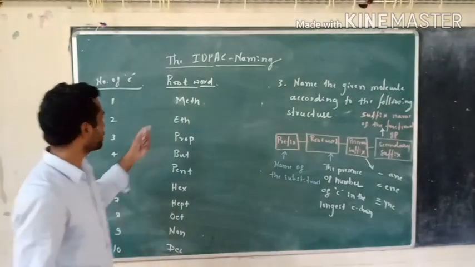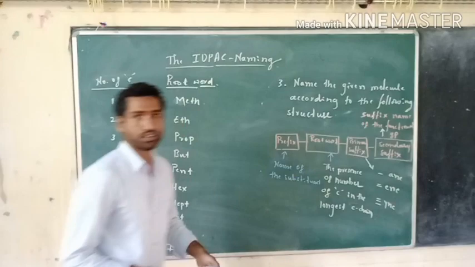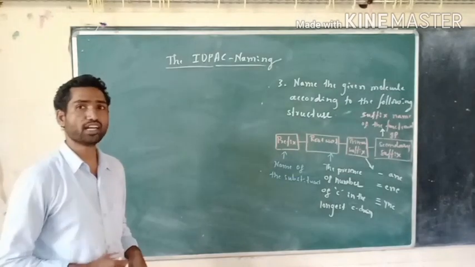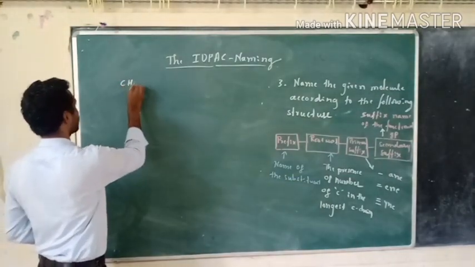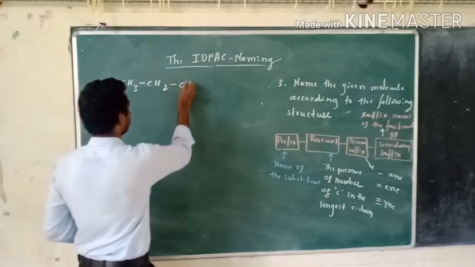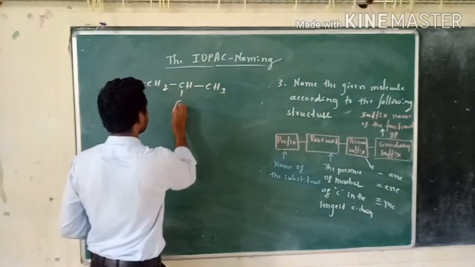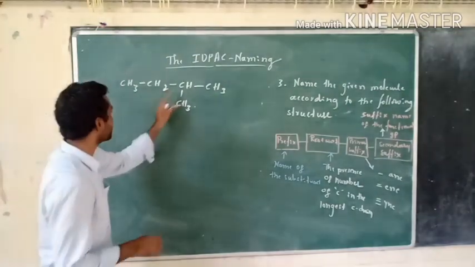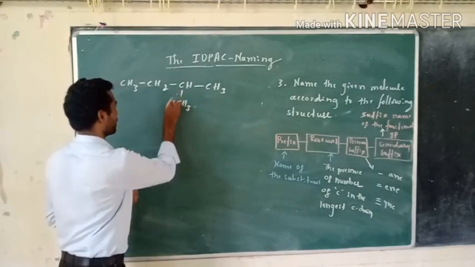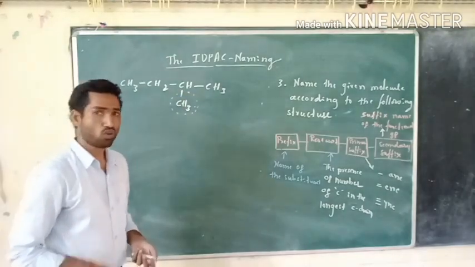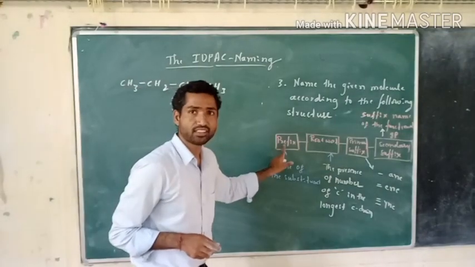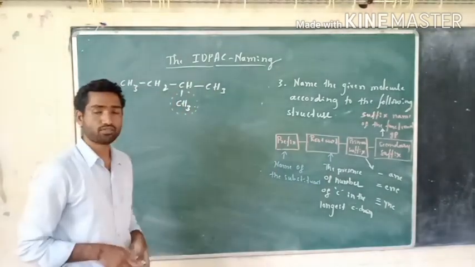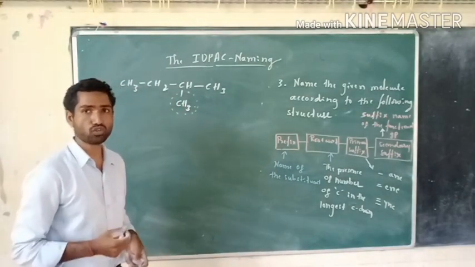So while writing the name of organic molecules, let us take a molecule containing a substituent: CH3, CH2, CH, CH3, CH2. This is a simple molecule containing a substituent. This group is known as the substituent. Now, since there is a substituent, I have to write the prefix, the name of the substituent.